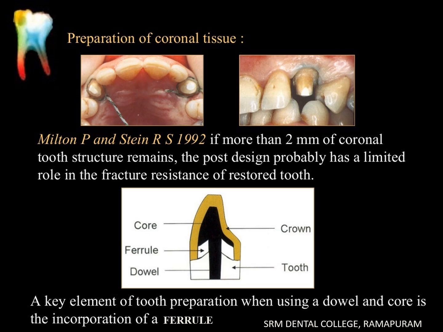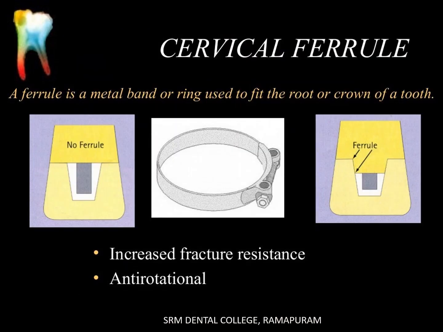Preparation of coronal tissue. If more than 2 mm of coronal tooth structure remains, the post design probably has a limited role in the fracture resistance of a restored tooth. A key element for the tooth preparation is the incorporation of a ferrule. Cervical ferrule is a metal band or ring used to fit the tooth or crown of a tooth. It increases fracture resistance and is anti-rotational.